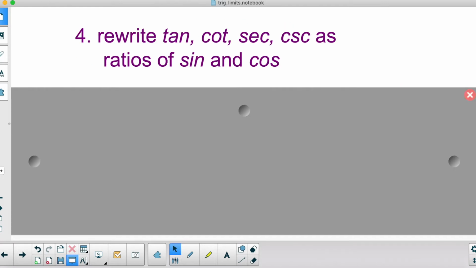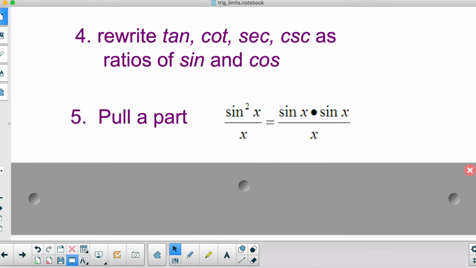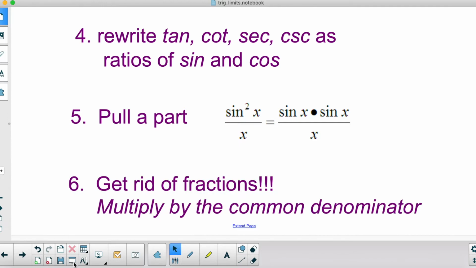Trig toolbox number 4 is you're going to rewrite everything in terms of sine and cosine. So anytime you get tangent, cotangent, secant, cosecant, you want to rewrite those ratios in terms of sine and cosine. Toolbox tip number 5, you're going to try to pull things apart. So an example in this one, when you have sine squared x, you're going to pull that apart into 2 different pieces. So then you can use one of those properties we talked about in the beginning. In toolbox option number 6, get rid of your fractions by multiplying by the common denominator.